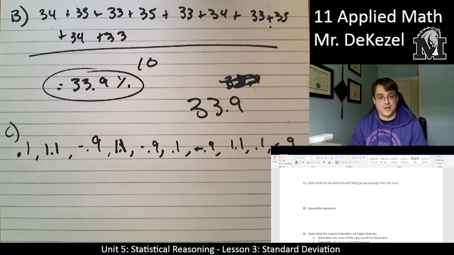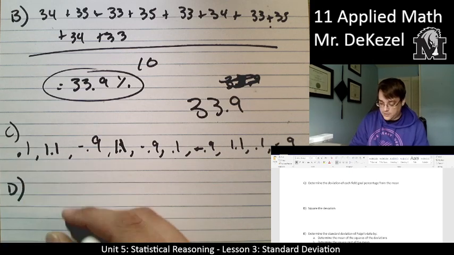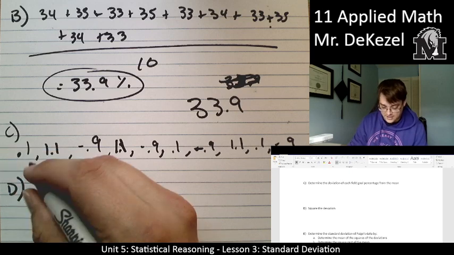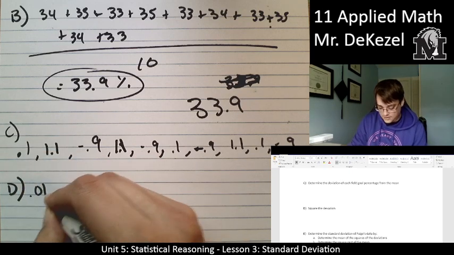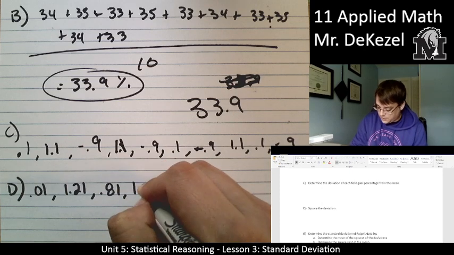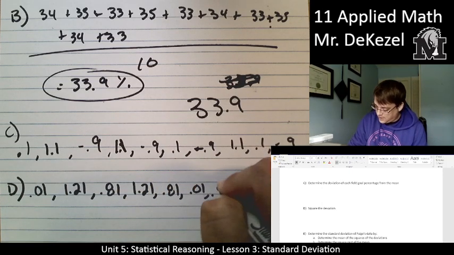You will see as the process gets going, it is quite involved, a lot to remember. But we're going to square these values. It's called squaring the deviations. If we square the deviations, they'll all become positive, and that's what we want. So we have 0.01, 1.21, 0.81, 1.21, 0.81, 0.01, 0.81.